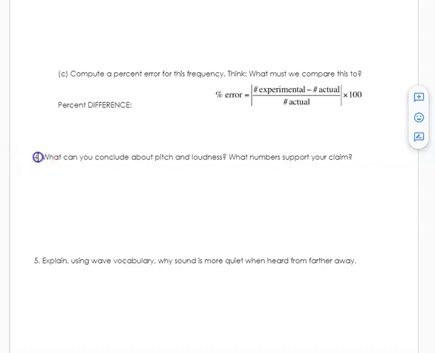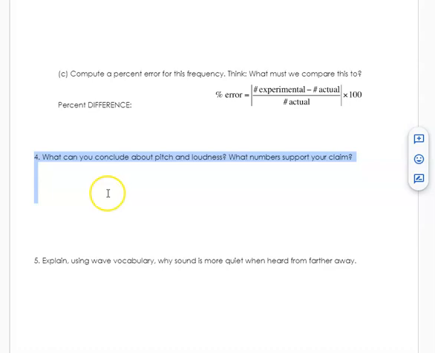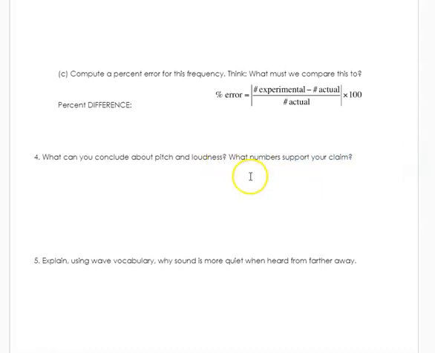Pitch and loudness. Look at your graphs. Just look at your graphs. Pitch, loudness, high pitch or low pitch. What do you see on the graph? Loud or soft? What do you see on the graph? And then there are numbers on your graphs, numbers that you counted.